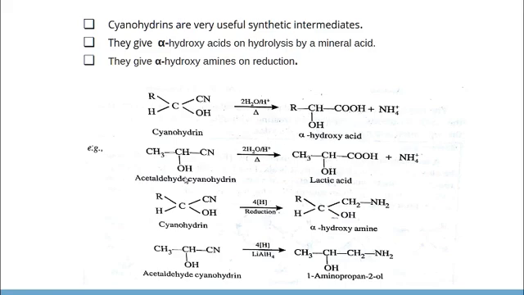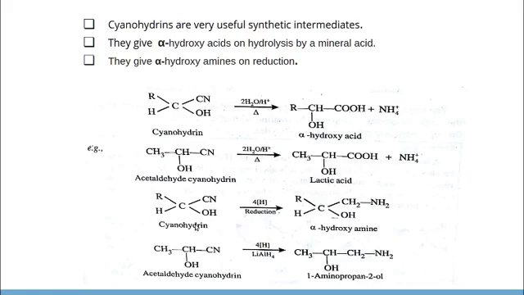So an example, acetaldehyde cyanohydrin on treating with water, that means acidic hydrolysis, then we will get lactic acid. So this is an alpha hydroxy acid, but by using acetaldehyde we will get lactic acid. So this is an important reaction. That means how can we convert acetaldehyde to lactic acid? So first we have to treat the acetaldehyde with HCN. So we will get acetaldehyde cyanohydrin, which on acidic hydrolysis we will get lactic acid.